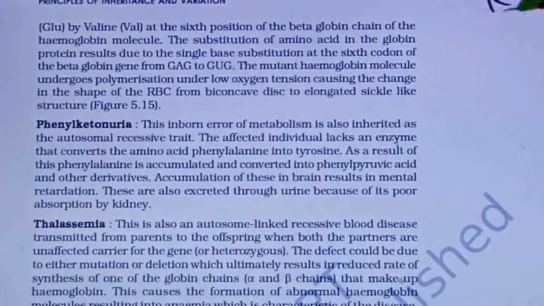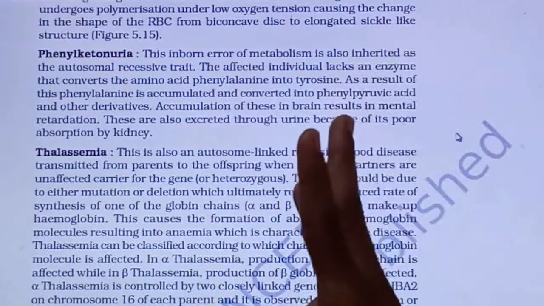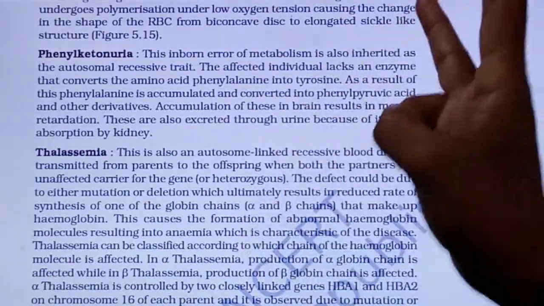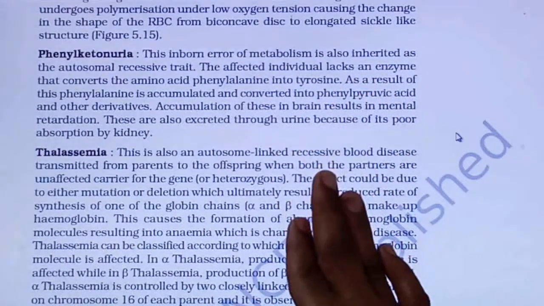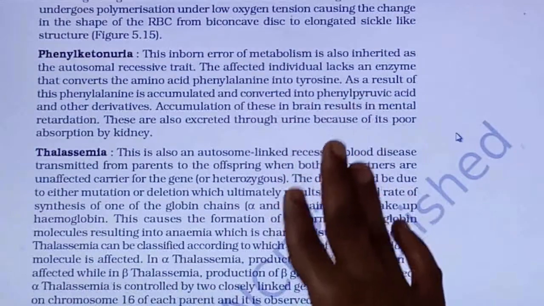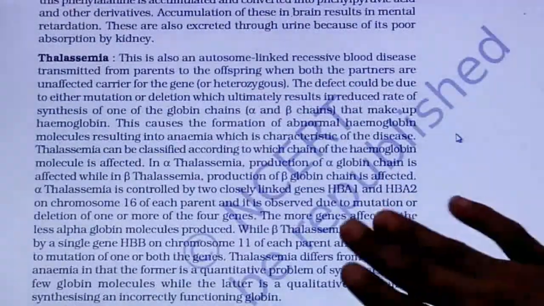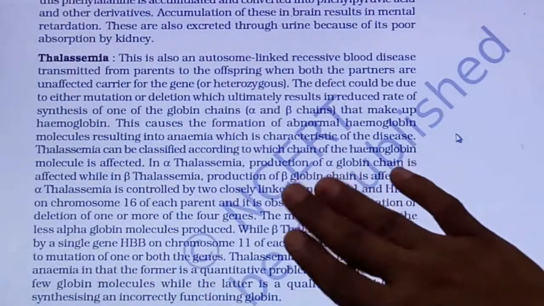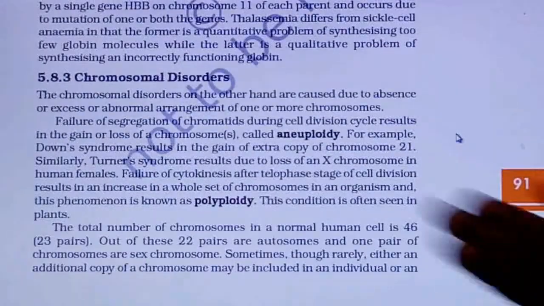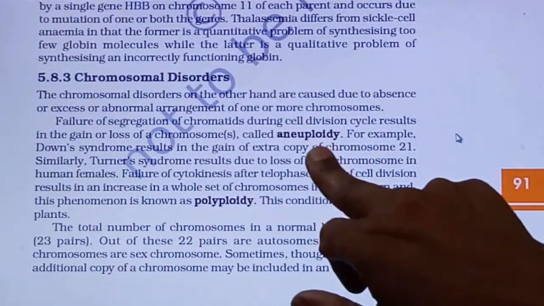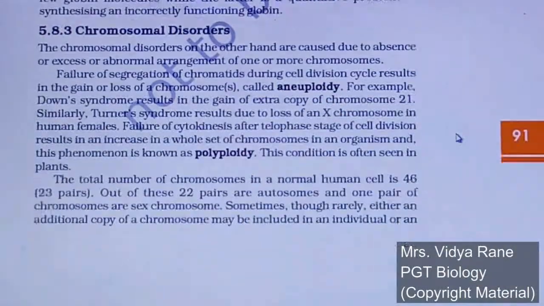Even thalassemia. And for whatever disorders we have seen just now, a 3 marks question will be asked: give any 3 genetic disorders. Any 3 you can write. So prepare all of these very nicely for 3 or 5 marks questions. For thalassemia also, which chain is affected? That kind of 1 mark question will be asked. Then in chromosomal disorders, what is meant by aneuploidy and polyploidy; these definitions will be asked.